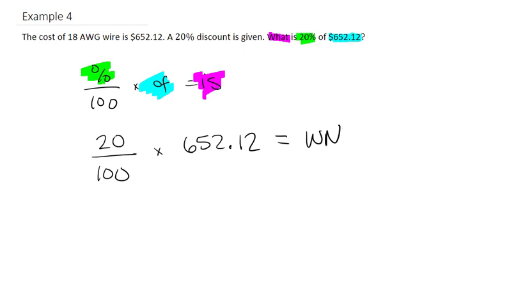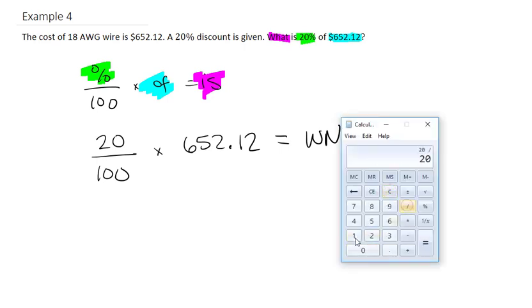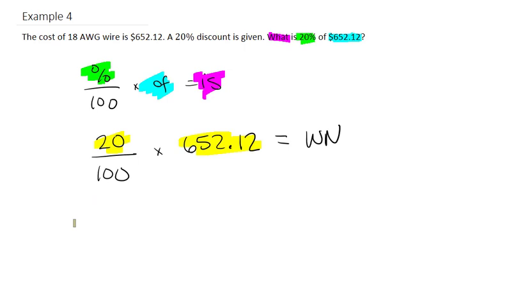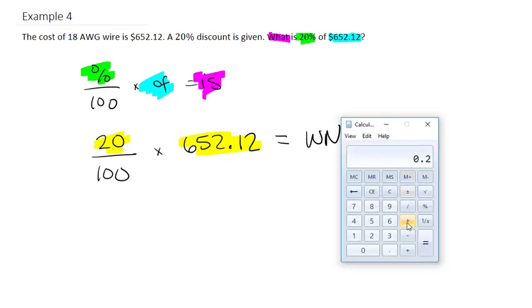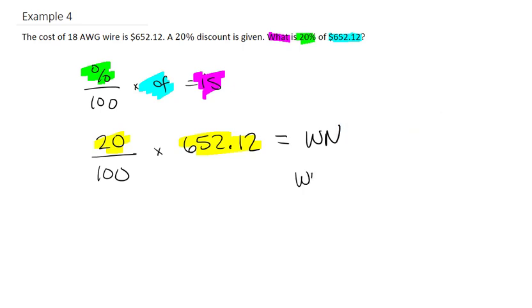So let's get our calculators out. We're going to go 20 divided by 100. First we just did this division, which is different than what we've done before, but you can do either way. You can either multiply this top number times this and then divide, or you can divide 20 by 100 and then multiply. Either way is the right answer. So now we have 0.2, and then we multiply it by 652.12, and we get 130.42. So what number is 130.42?